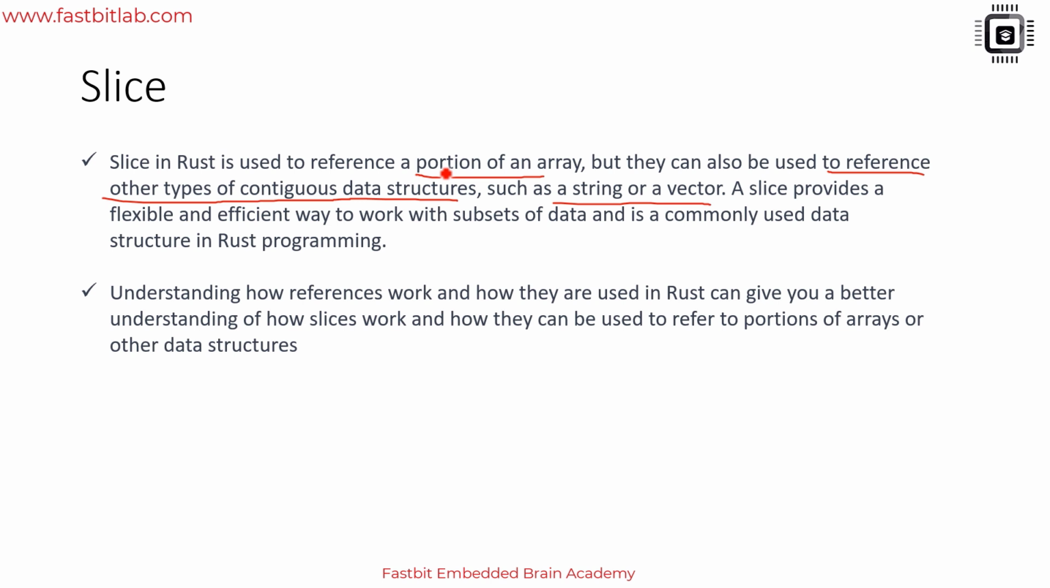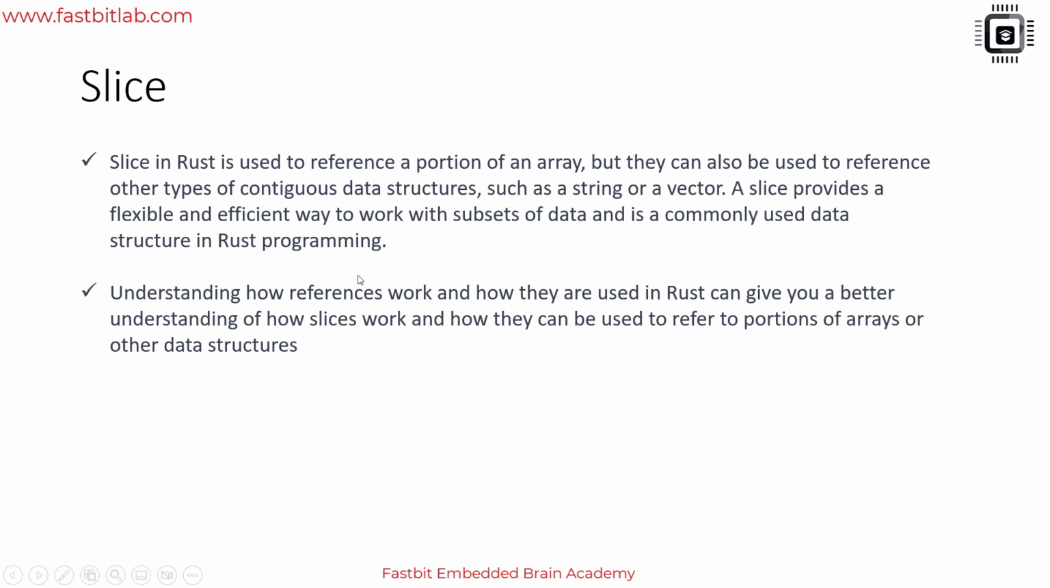Alright, so now we understood about the array, which is actually a data type where the elements of the array are placed in contiguous memory locations, right? So whenever we find data which is stored in contiguous memory locations, we can also talk about another data type called slice. Now let's explore the slice data type in Rust.